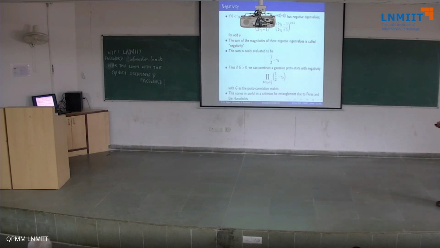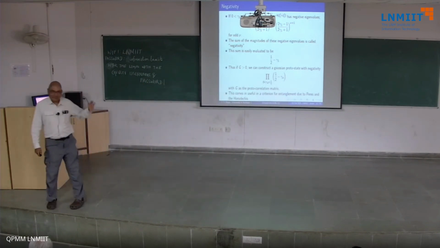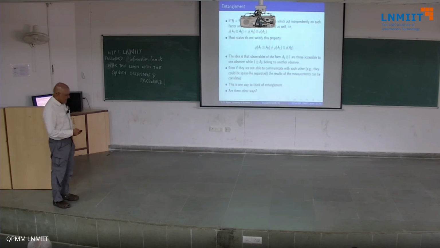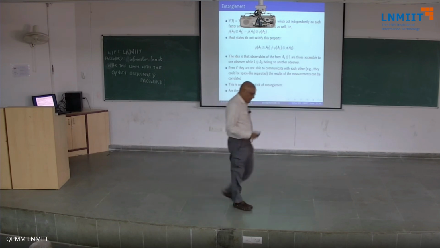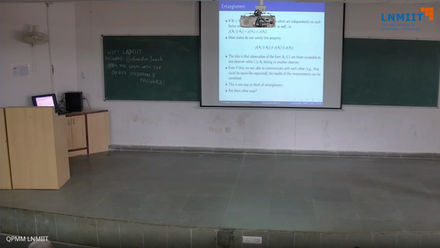So this means that if G is positive, remember all these things are invariant under canonical transformations, we can construct a Gaussian proto-state, not a state, whose negativity is the product over all gammas between 0 and 1/2 of this quantity. So far there's nothing about entanglement. This is just a statement about proto-states. But it comes in handy when you look at a criterion for entanglement due to Peres and the Horodeckis.